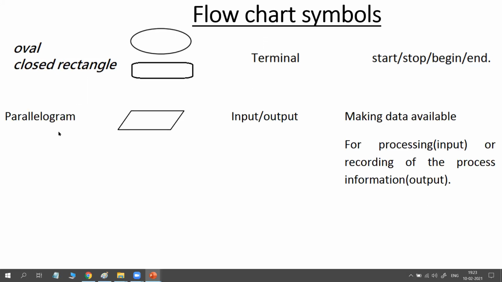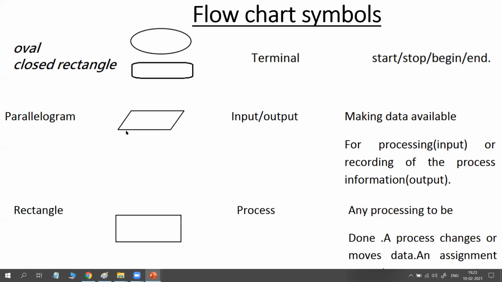Next one is parallelogram. This symbol is used for input-output operations. For example, you are reading a number and displaying the output. So you are reading a number x and displaying the square root of x. Reading the number x is input, and displaying the square root of x is an output. So for all of this input-output, we use this parallelogram symbol.